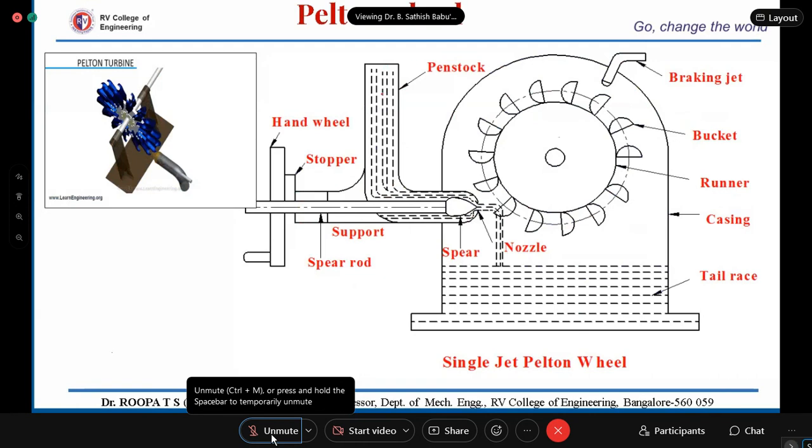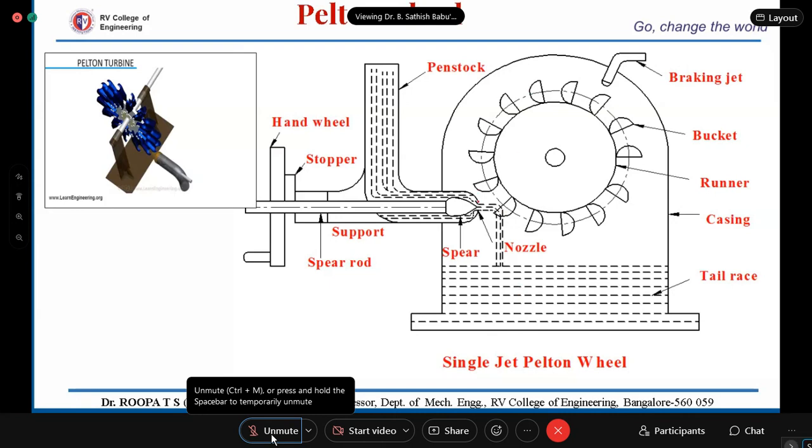We use penstocks to carry the water from the reservoir to the turbine. We have this spear-headed nozzle which controls the flow of the water. The water coming out of this nozzle strikes these bucket-shaped blades and sets the rotor into rotation. Water after striking the bucket falls into the tail race, which we use for water collection.